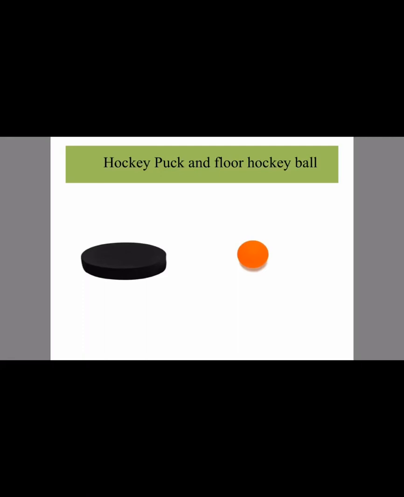Two different types of hockey pucks, or two different types of objects you can use for the sport of hockey. The left is an actual hockey puck that's used on ice, and then we have a floor hockey ball that's used on surfaces that are not ice.